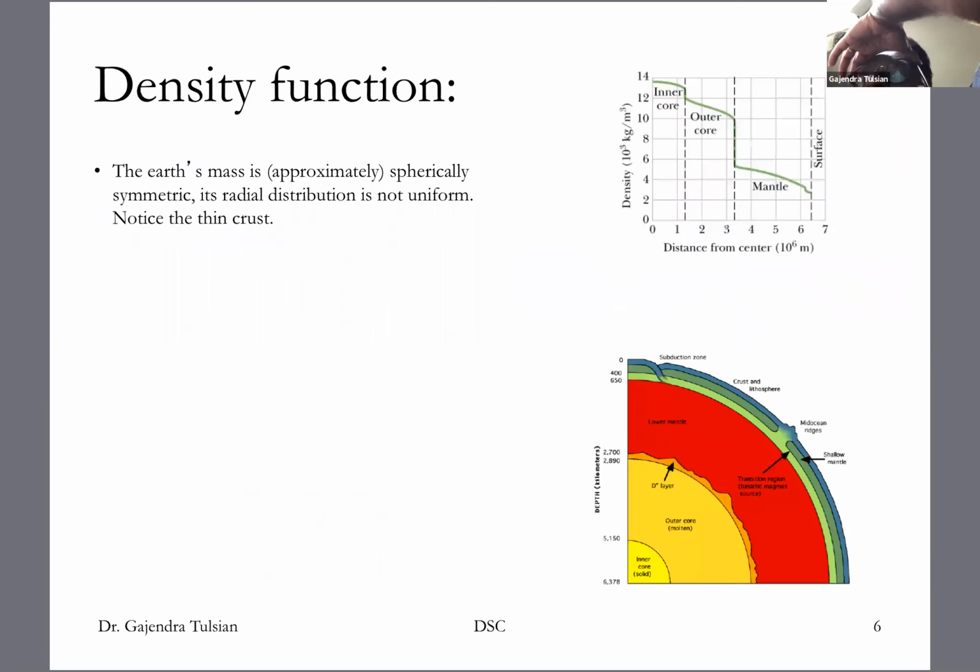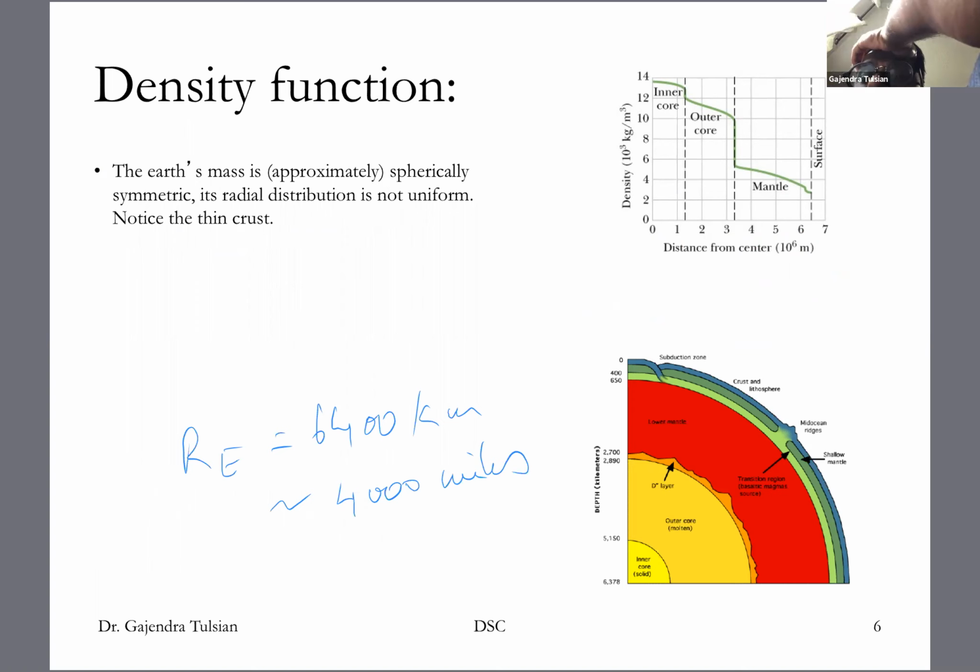So here's the density profile. Here's the distance from the center. That's the surface of the Earth. The radius of the Earth is 6,400 kilometers, about 4,000 miles. All right, so this is the density profile. On the surface of the Earth, like I said, the density is about 2.5 grams per centimeter cubed.